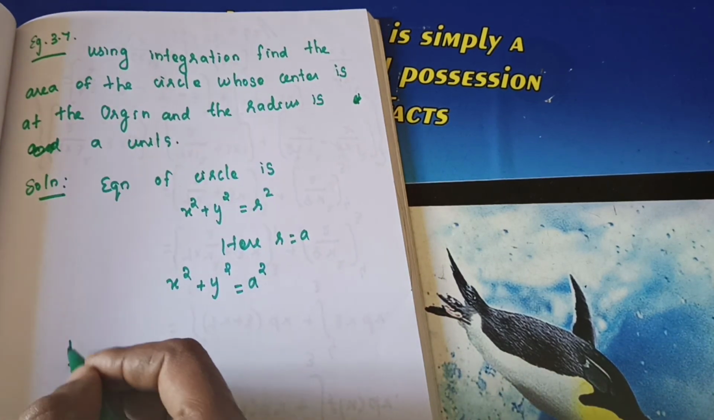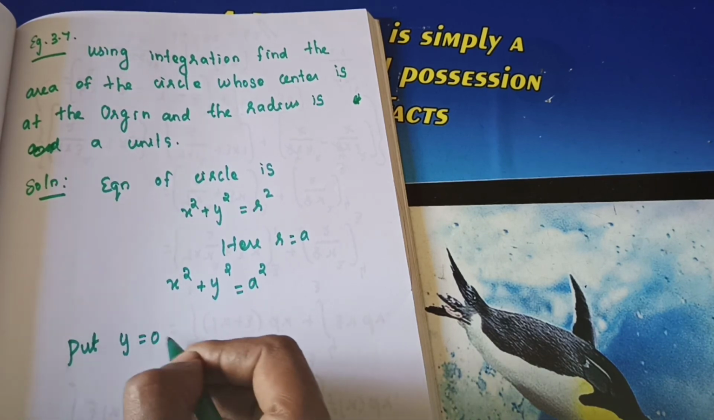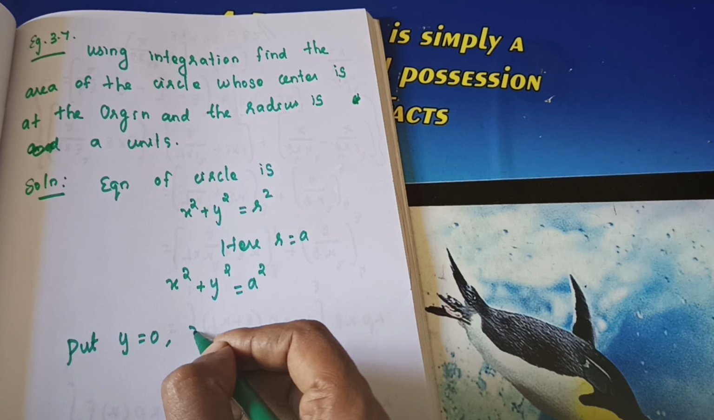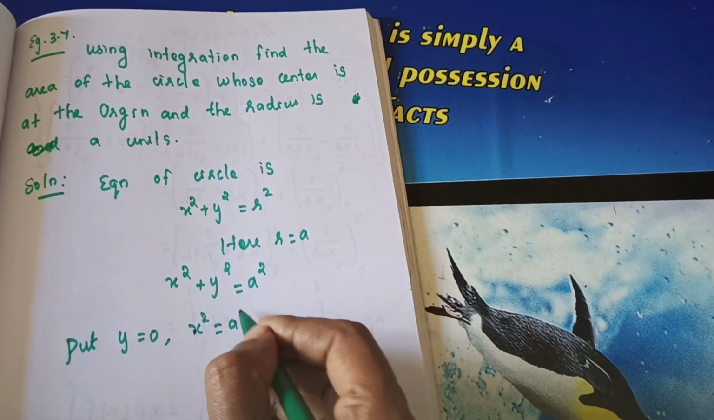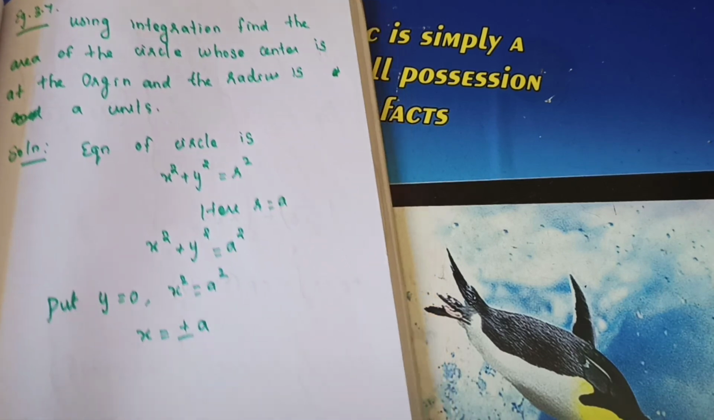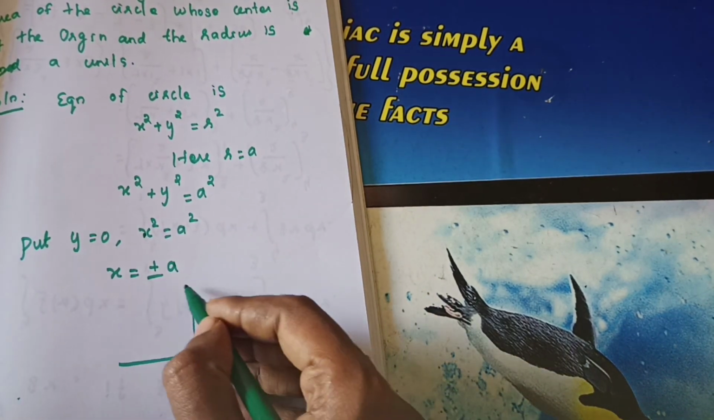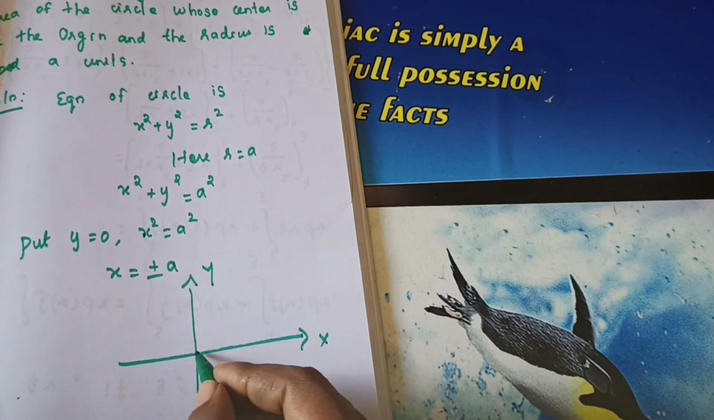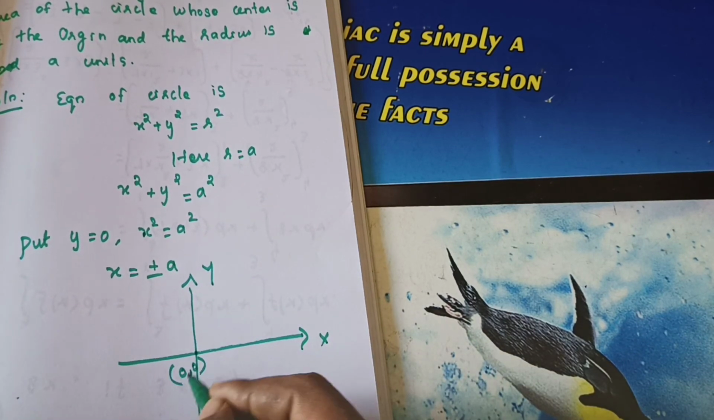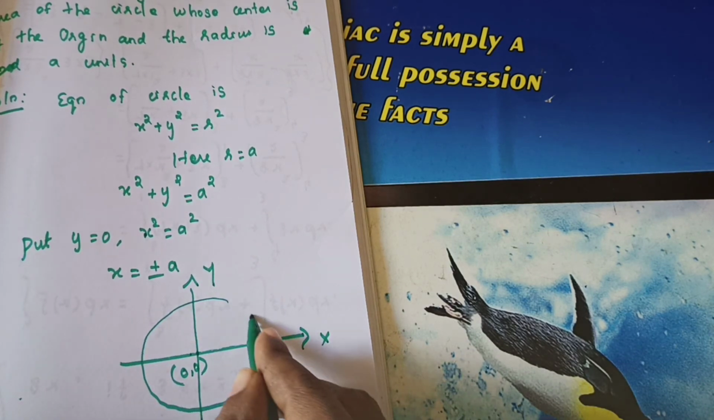Okay. So first you need to put some value for x and y. So put y equal to 0. So what will happen? x square is equal to a square. From that find out the x value, x equal to plus or minus a. So now you can draw the graph. So it is the x axis, it is the y axis, the center is 0, 0. So using the center we will draw the circle. Is it right? Draw a circle.